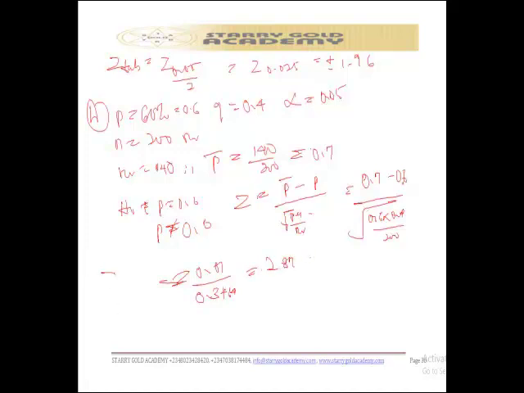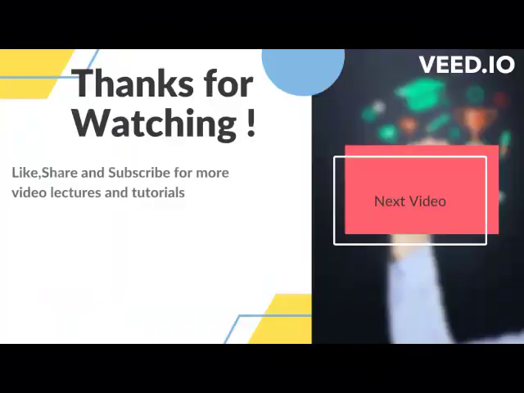Then for Z tab, I'm using the level of significance. That's Z 0.05 divided by 2, that's Z 0.025, which is equal to plus or minus 1.96. So since Z cal is greater than Z tab, we reject the null hypothesis and there is sufficient evidence to support the manager's claim.